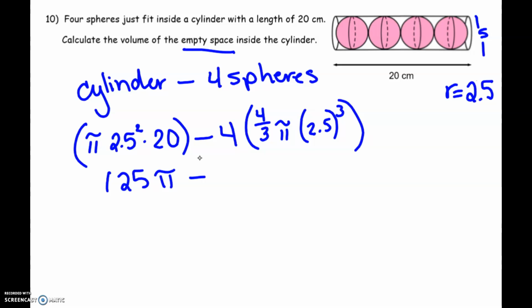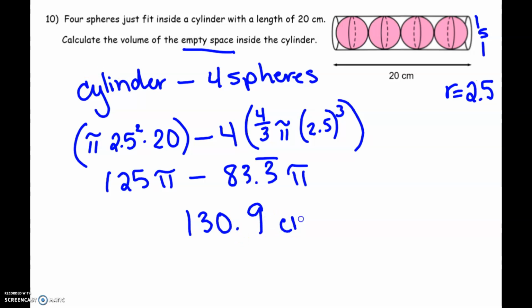And then we have, I'm going to do my 2.5 cubed times 16 divided by 3 puts me at 83.3 repeating pi. So if I just subtract that from 125 and multiply by pi, we end up at 130.9 cubic centimeters for the empty space inside that cylinder.